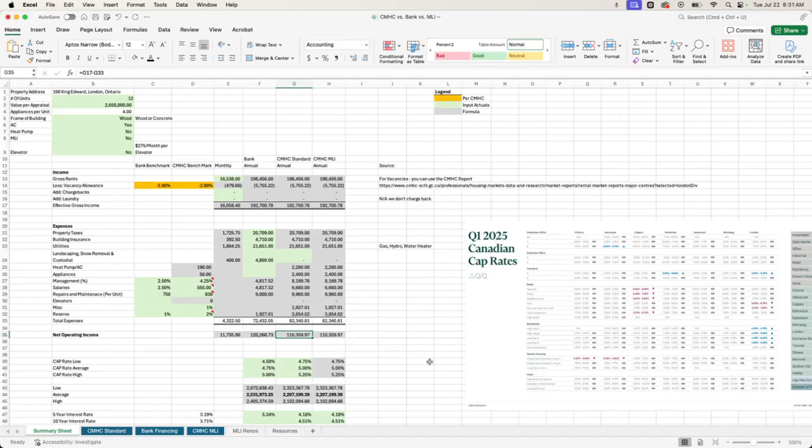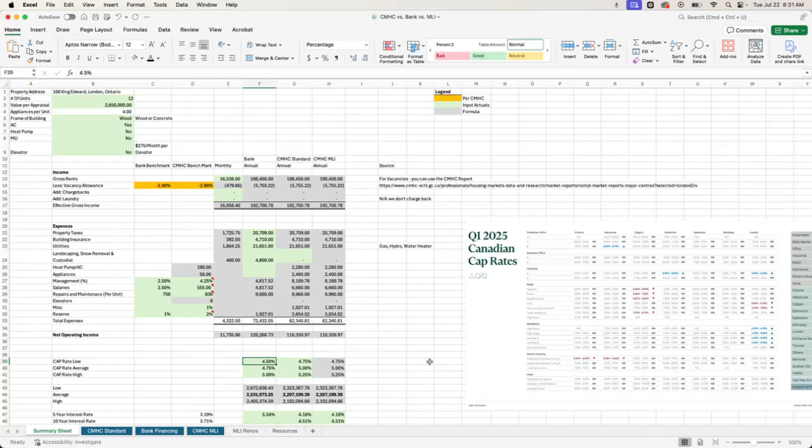CMHC annual standard versus MLI, for the most part, as it comes to expenses, is roughly in line. There are things changing with the premiums right now due to additional achievements and whatnot. This does not take that into consideration. This is just based on where the program is as of today, which is July 22nd, 2025. And then it comes down to cap rates. So cap rates, you're wondering how you can determine them.